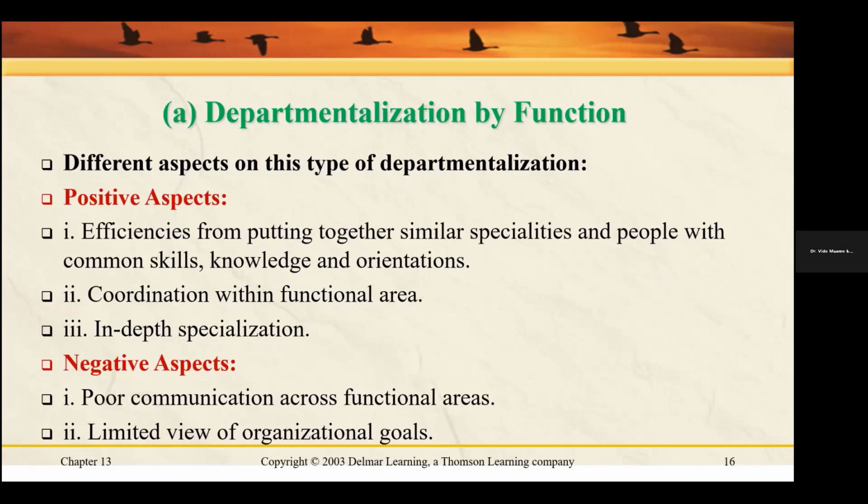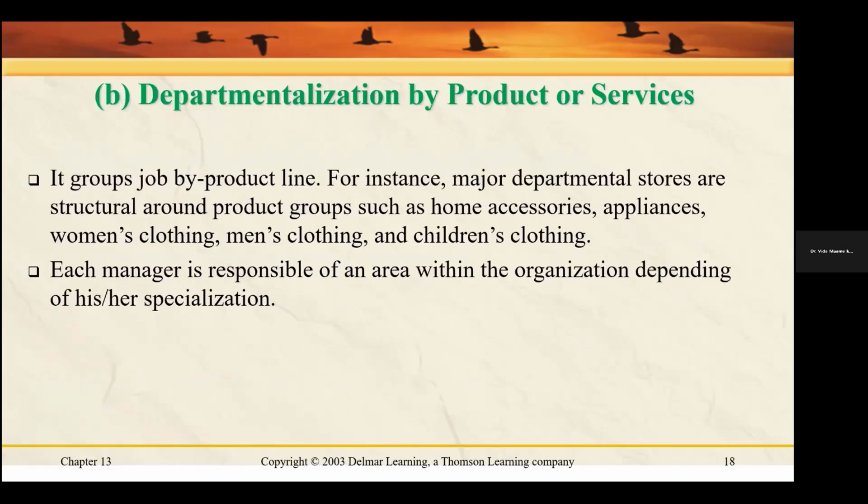The products or services? The products. It groups jobs by what? The product line. So for instance, major department stores are structured around product groups such as home accessories, appliances, women's clothing, men's clothing, and children's clothing. So that's departmentalization by product line.